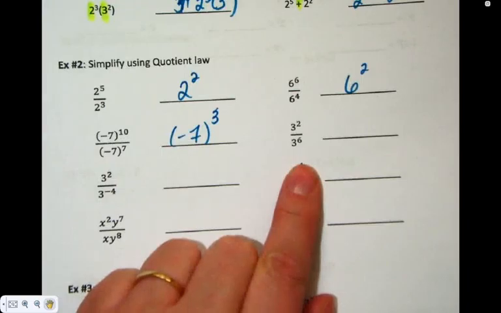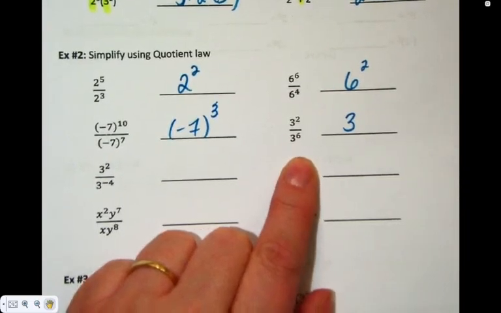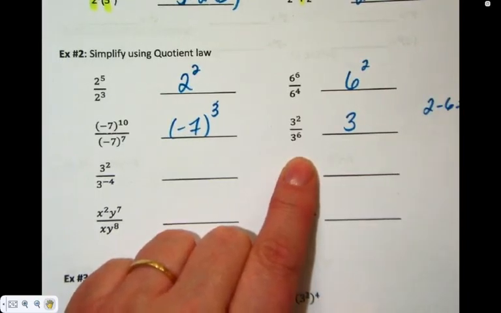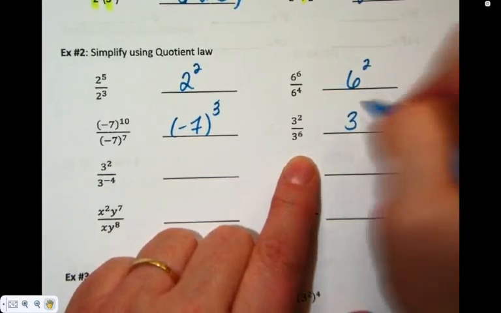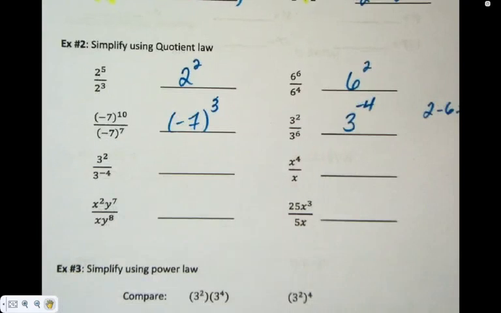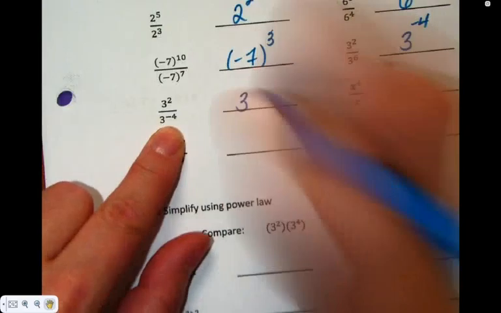3 to the 2 over 3 to the 6. Be careful. There's a little trick to this one. You've got to be careful that what you're doing in your head is 2 minus 6, not 6 minus 2. What's 2 minus 6? Negative 4. So this one happens to have a negative in the exponent. Be careful with this one as well. 3 to the 2 divided by 3 to the minus 4.